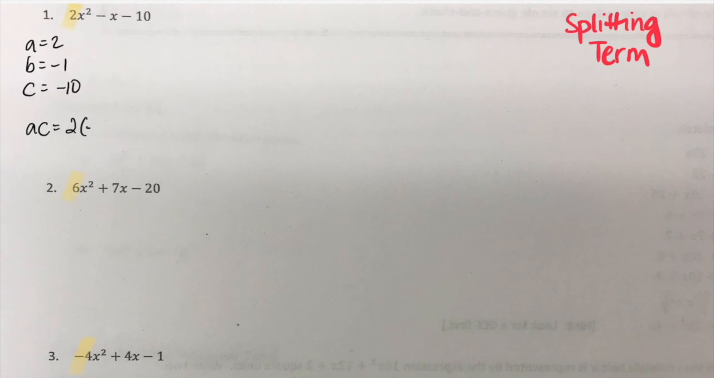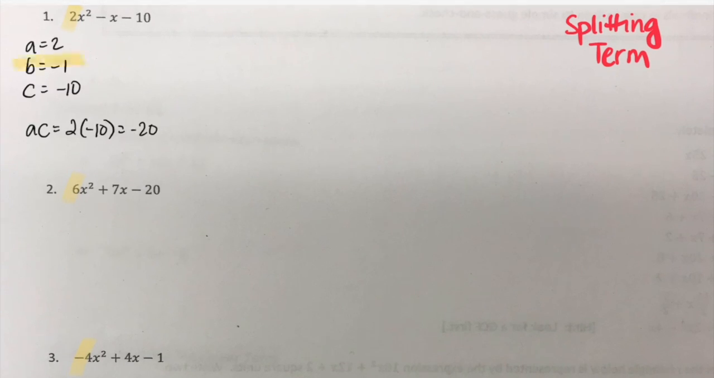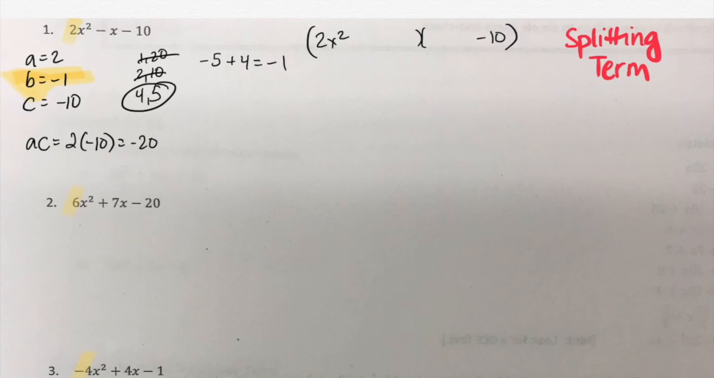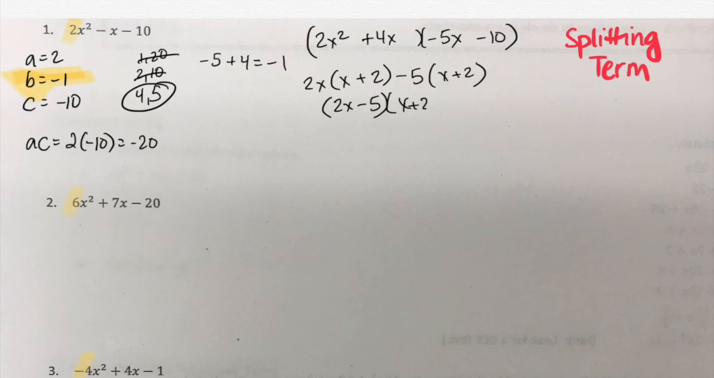Label your variables, multiply your a and c, find factors that will add up to -1 for your product sum method. Go ahead and split the term and regroup them into 2 binomials. Factor out the GCF and regroup them again.